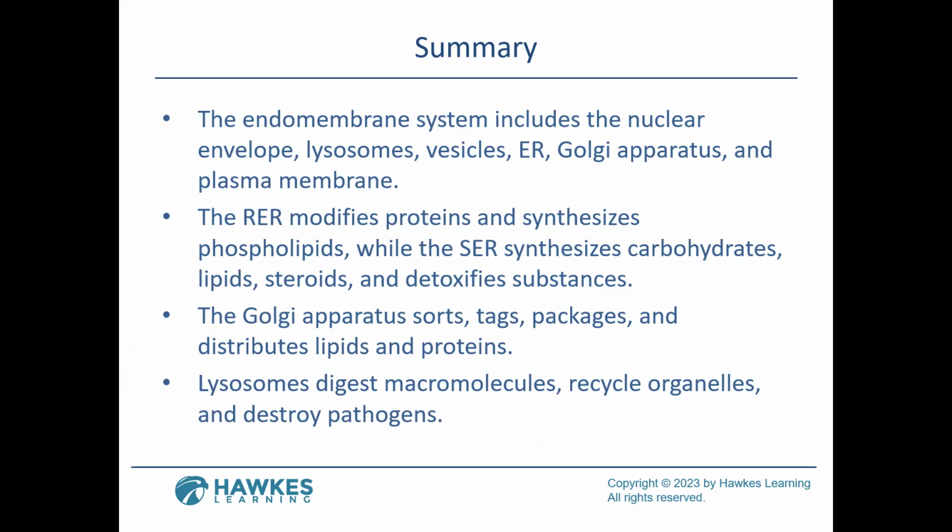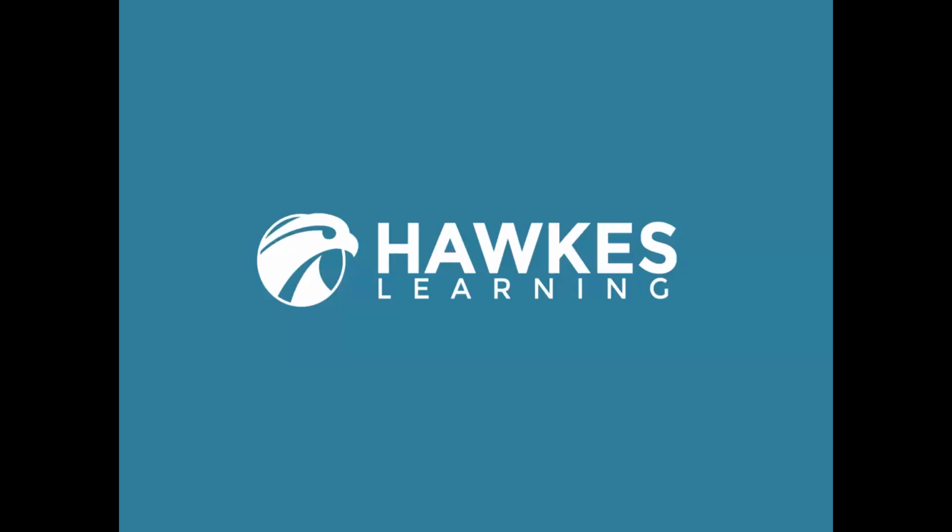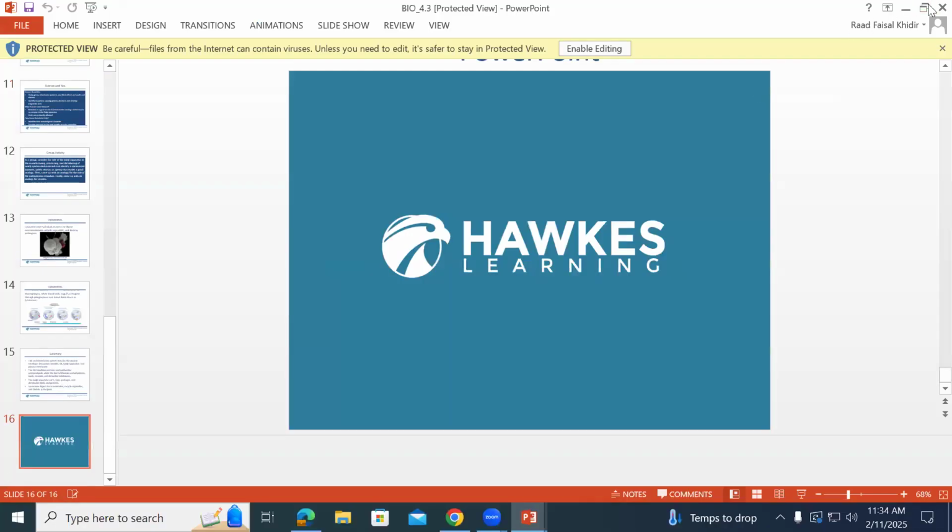The rough endoplasmic reticulum modifies proteins and synthesizes phospholipids, while the smooth endoplasmic reticulum synthesizes carbohydrates, lipids, steroids, and detoxifies substances. The Golgi apparatus sorts, tags, packages, and distributes the lipids and the proteins. Lysosomes digest macromolecules, they recycle the organelles and destroy the pathogens. Okay, now the last part of chapter 4.